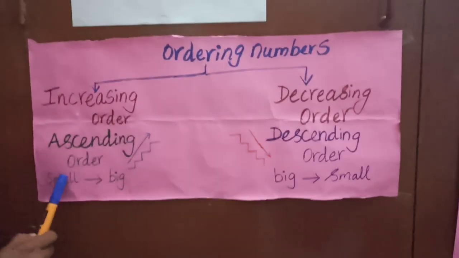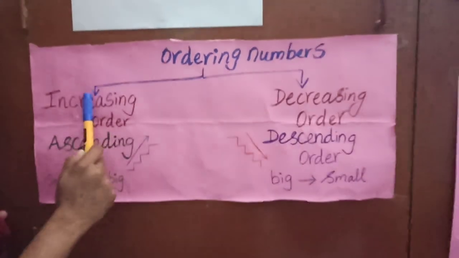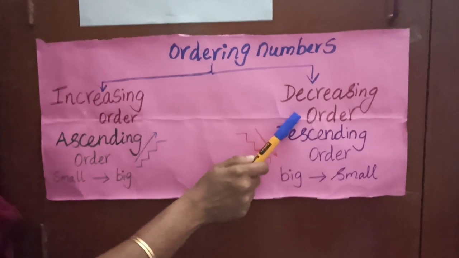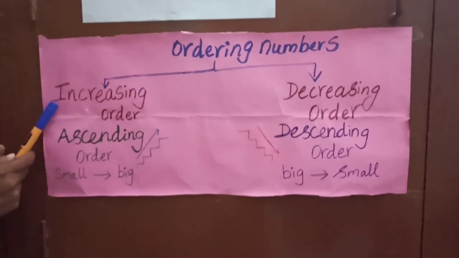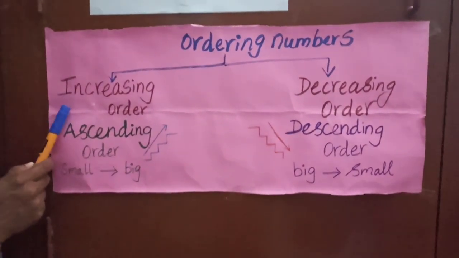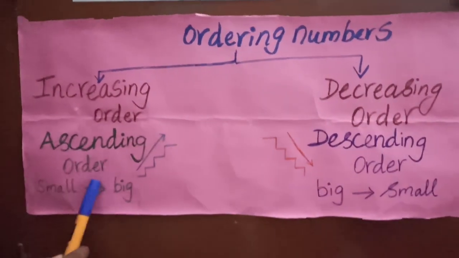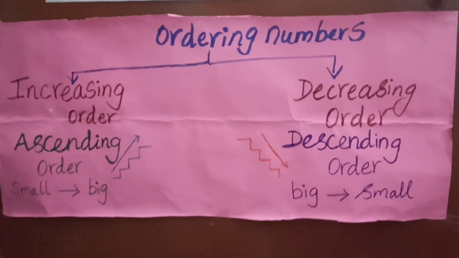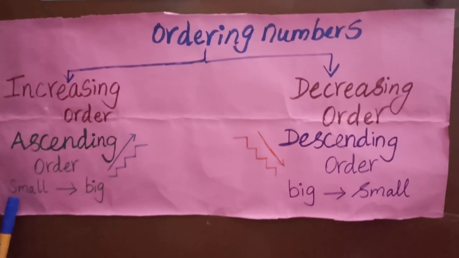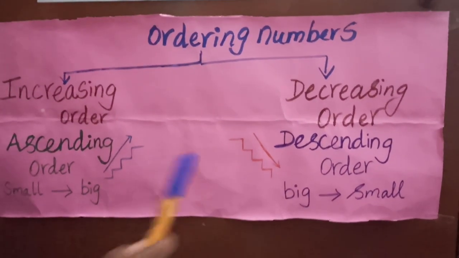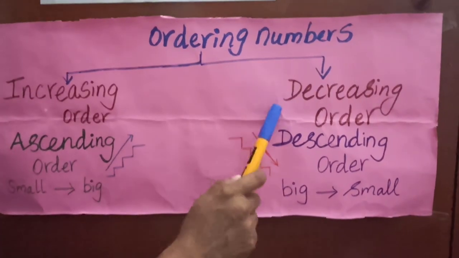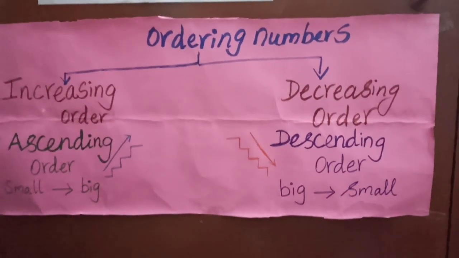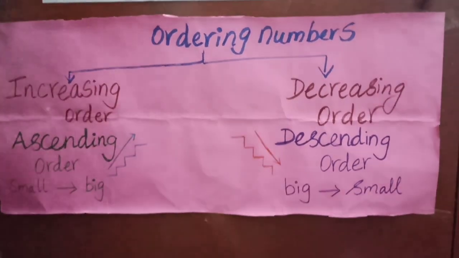Once again I am telling you, children, ordering numbers is divided into two categories: increasing order and decreasing order. Another name for increasing order is ascending order. Ascending order means small to big. Decreasing order, another name is descending order. Descending means bigger one to smaller one.